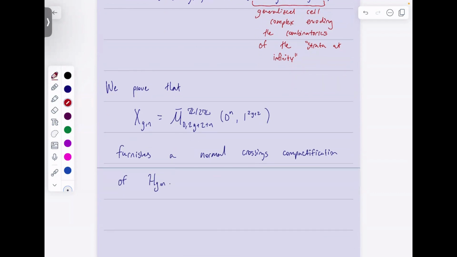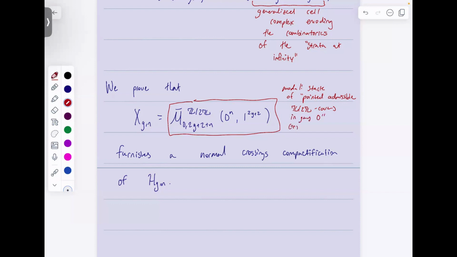So this, let me just briefly say, what is this space? It's a moduli stack of pointed admissible Z mod 2Z covers in genus zero.